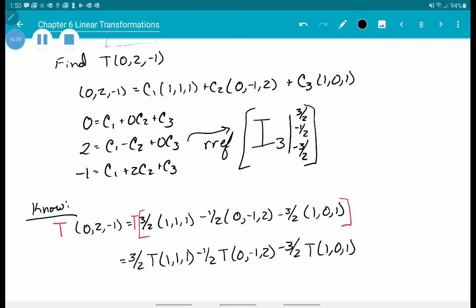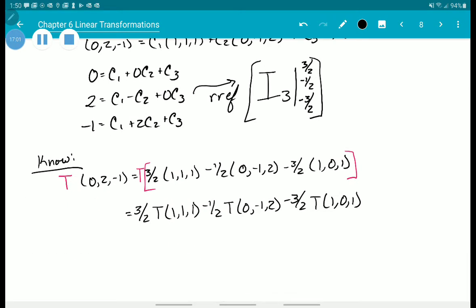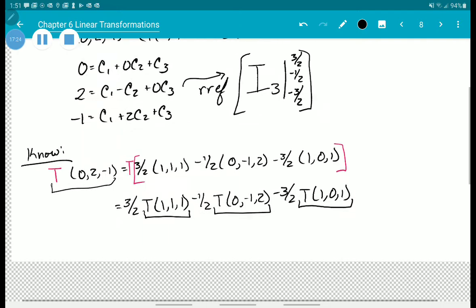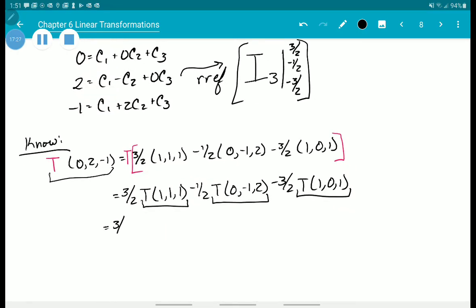So all we're really doing is figuring out how we can write this transformation in terms of stuff that we know. Well, stuff that we know consists of writing that vector that we're trying to take the transformation of as a linear combination, because we know how to do that. And then we also know what these transformations are because they gave it to us. So we know those pieces of the puzzle. And then it just becomes some arithmetic that we need to complete.